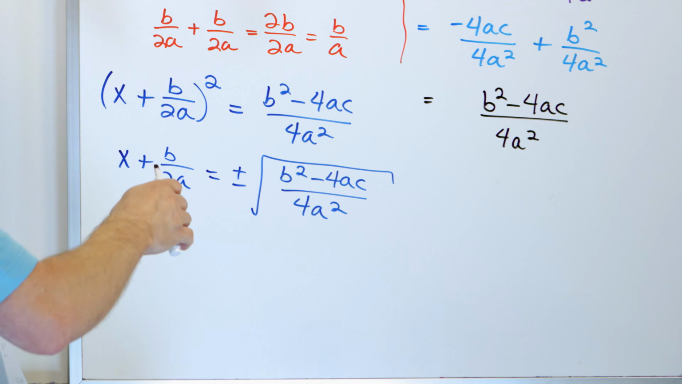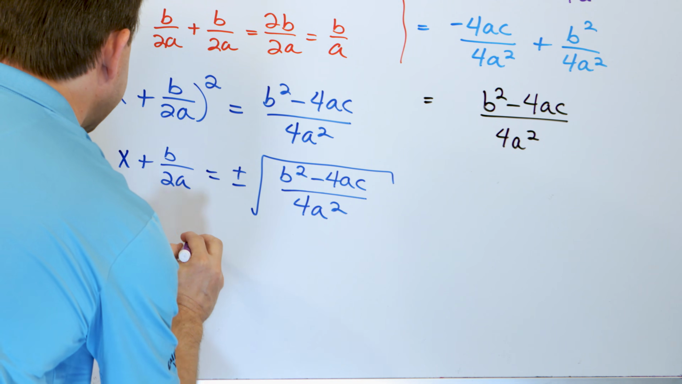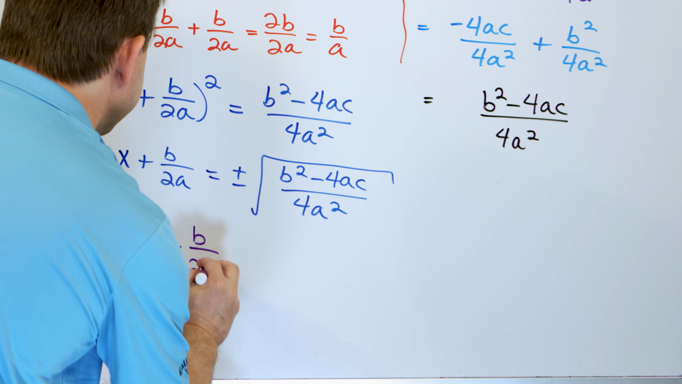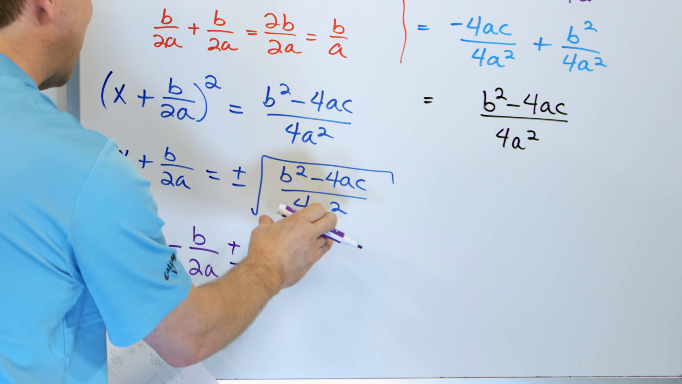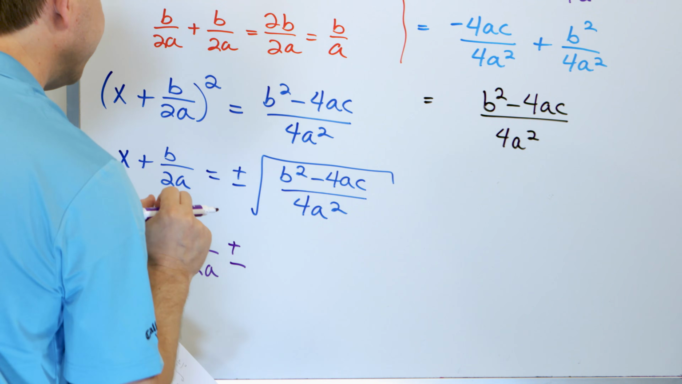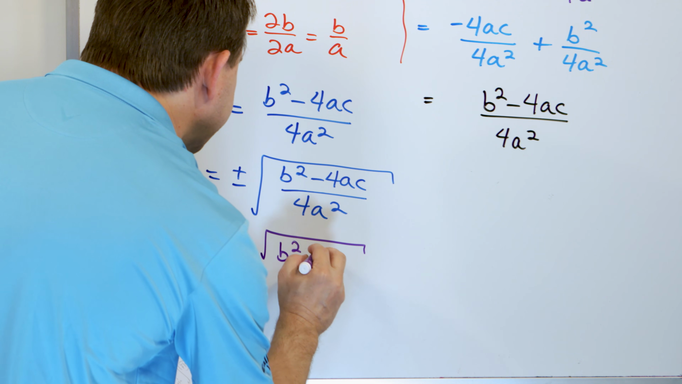And then what do? Let's go ahead and move this now over. So x is going to then be equal to negative b over 2a, because we move it over to the other side of the equal sign, plus or minus. And for this radical, I'm going to make it a radical of the top and a radical of the bottom. So it's going to be the square root of b squared minus 4ac.